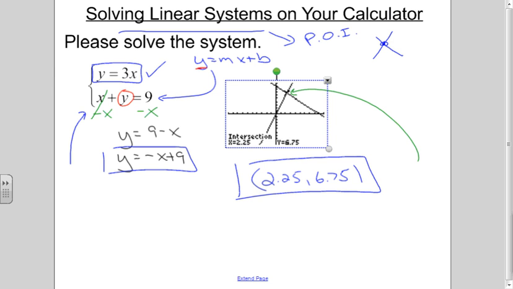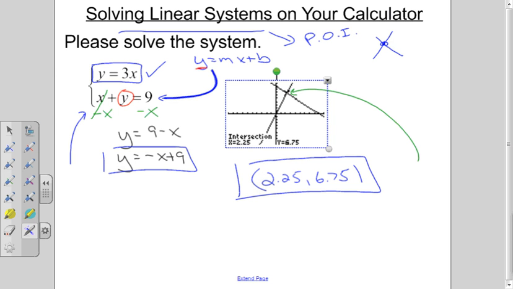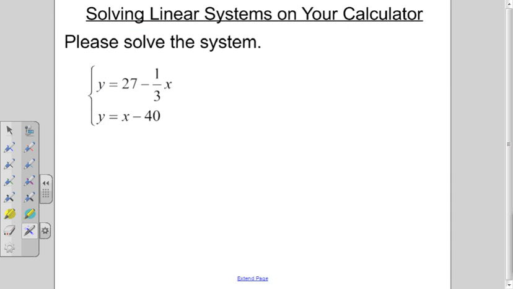Now, this was a decently easy example because when I graphed it on my calculator, I could see the intersection. I'm going to do another example. We're going to have to adjust the window in Zoom. The only thing that was difficult about this example to start was the fact that I had to put the second equation in y equals mx plus b form. So let's look at the second example.